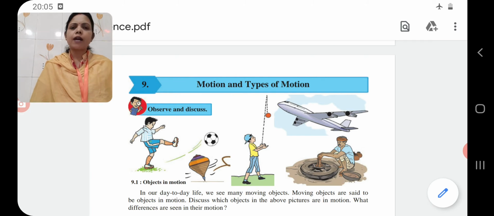But when we are pushing that table, what happens? That table moves from one place to another place. During this time, we are pushing the table. That's why we are also moving with that table, and because of that, we are also in motion. That movement is called motion.